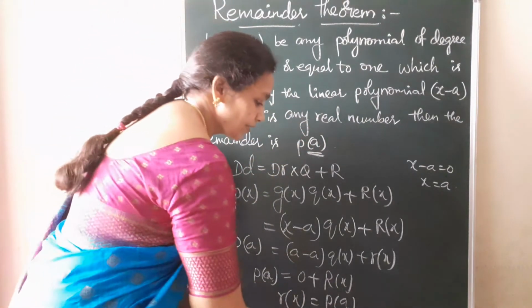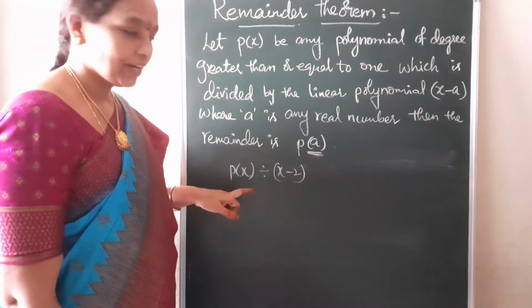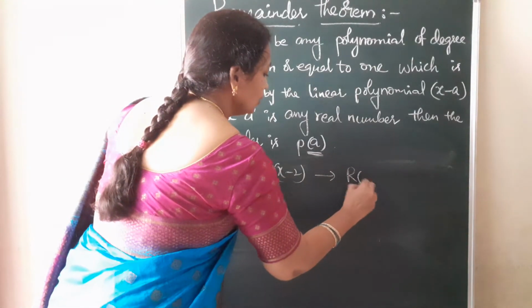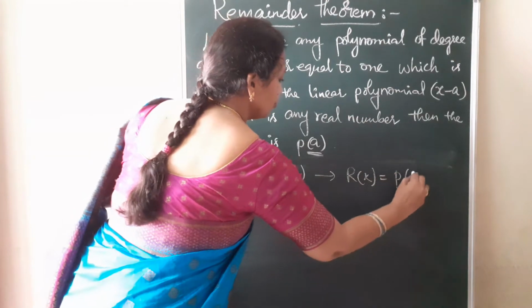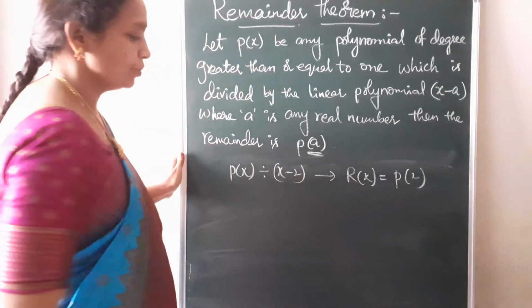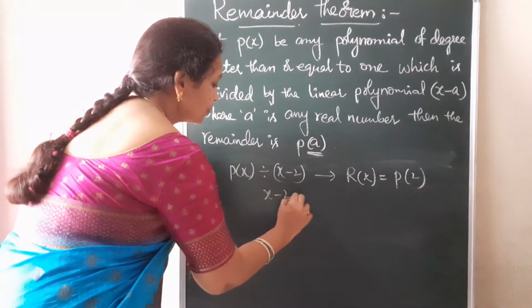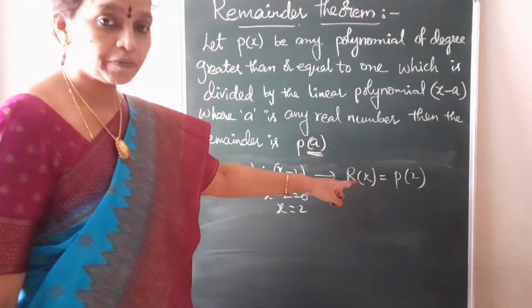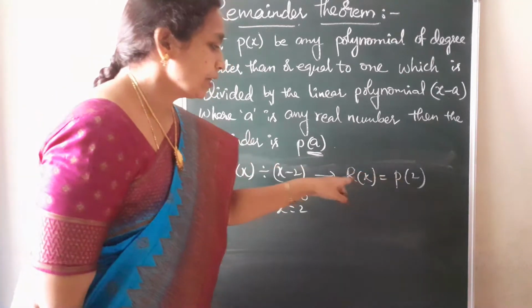Suppose, for example, p of x is divided by x minus 2. What is the remainder? r of x is nothing but p of 2, because x minus 2 is equal to 0 gives x is equal to 2. By substitution, you will get p of 2 as the remainder.